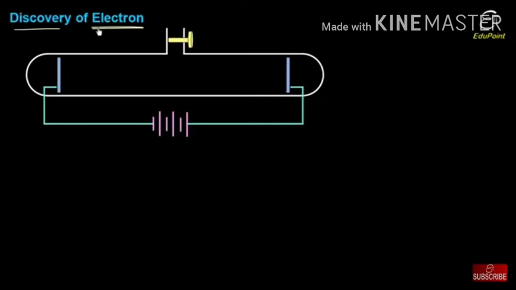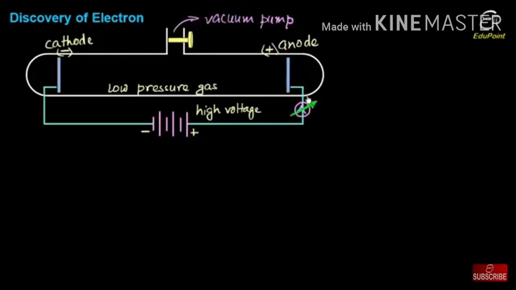In 1885, Sir William Crookes carried out a series of experiments to study the behavior of metals heated in a vacuum using cathode ray tubes. A cathode ray tube consists of two metal electrodes in a partially evacuated glass tube. An evacuated tube is one from which most of the air has been removed. The negatively charged electrode is called the cathode, whereas the positively charged electrode is called the anode.